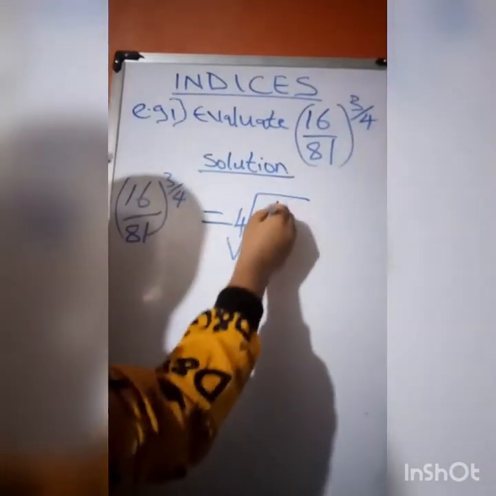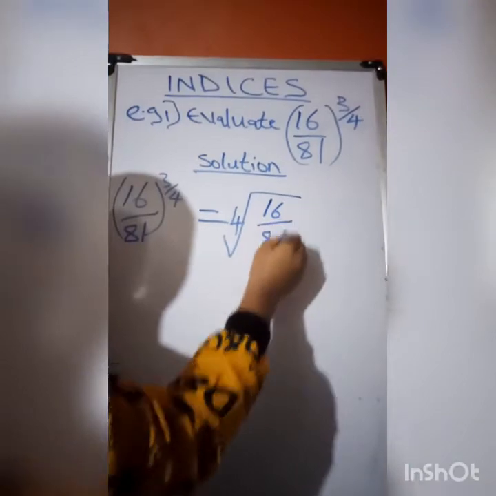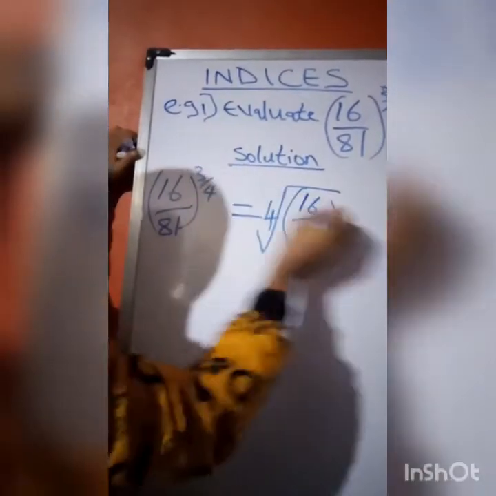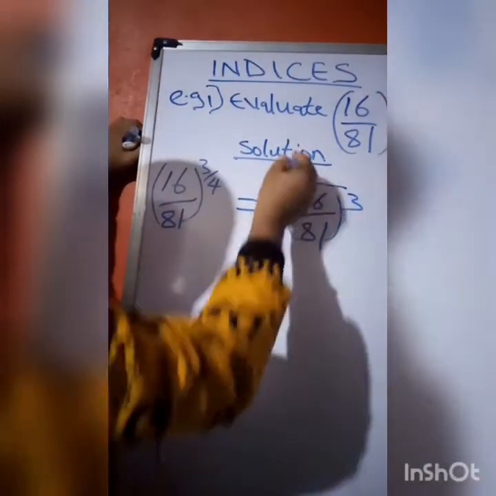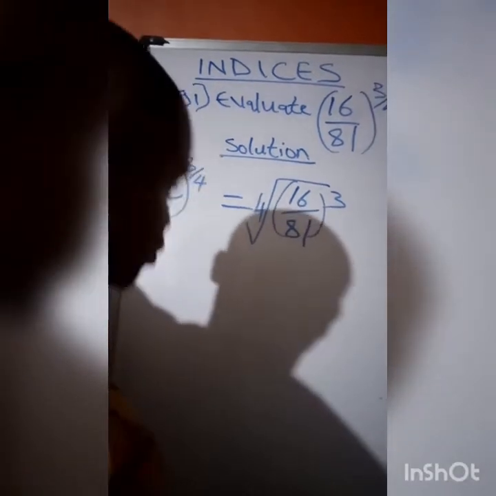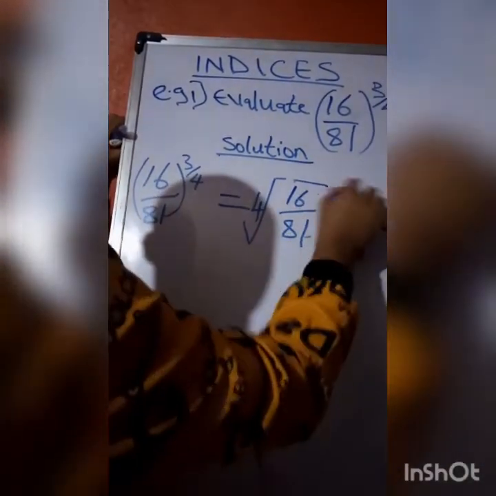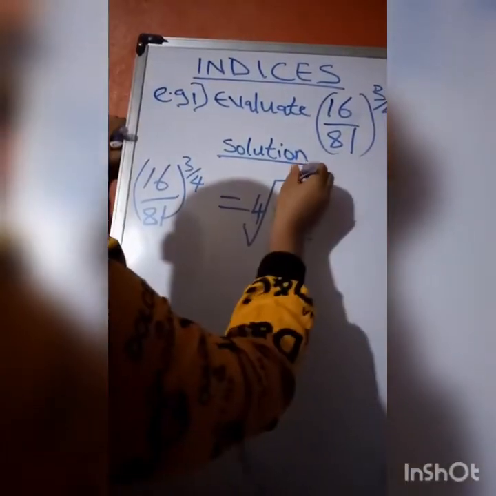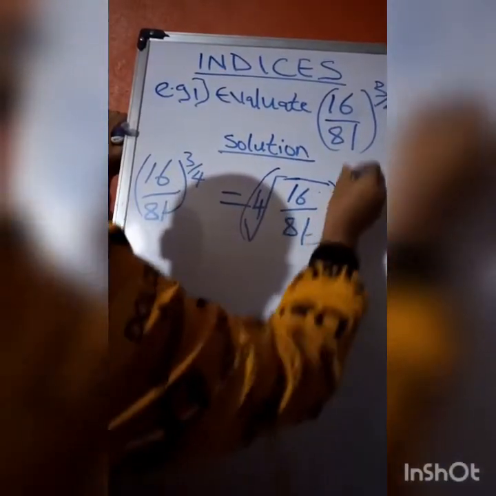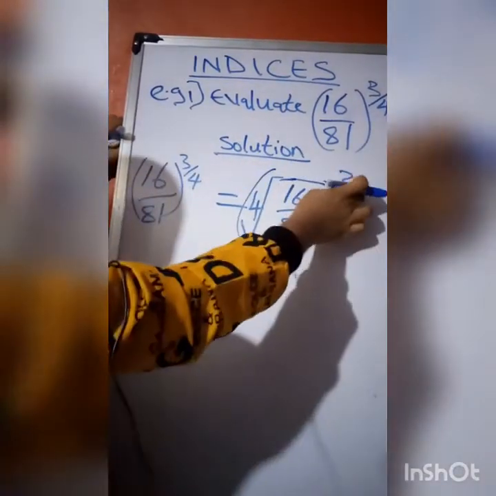The fourth root of what? 16 over 81 raised to the power of 3. You can decide to put your power outside. Let me show you how to write it properly. This is the same as doing this, raised to the power of 3. So this 3 becomes the power.